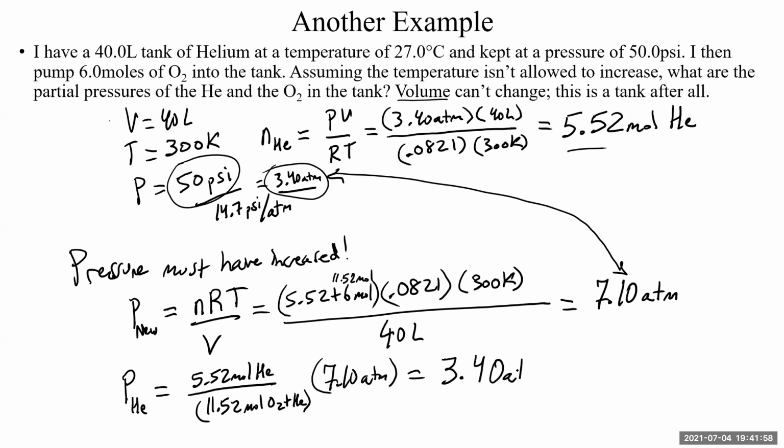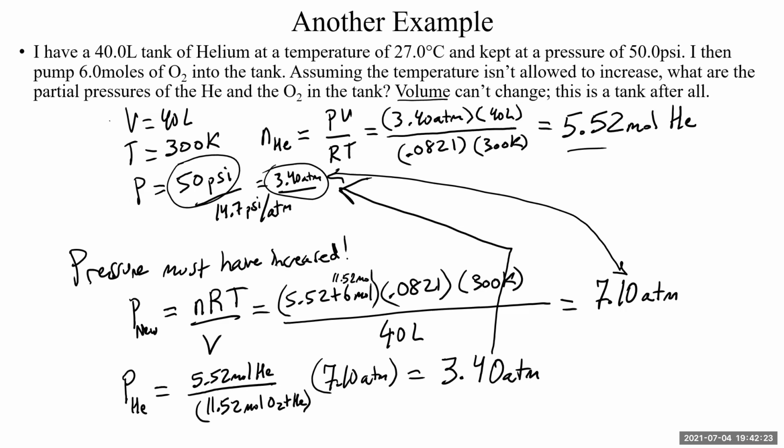3.4 atmospheres, but that's okay because part of this is to confirm our common sense. It's not a coincidence that we ended up with exactly the same number. Why? Because what did I start off this section by saying? The partial pressure of a gas is the pressure of the gas as if it were all alone in a container, whether it's in a mixture or not.